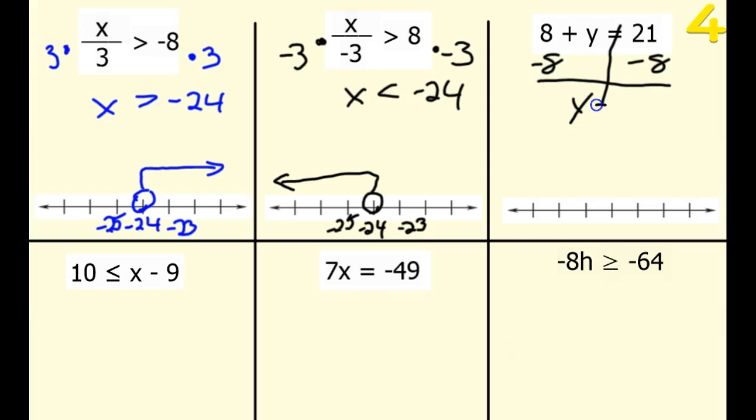Y equals now 21 minus 8, which is 13. Now we have a y equals, so all we need to do is draw a point at 13. There's no arrows because we don't have an inequality symbol. We have an equal sign. So just a point at 13. Just a point there.